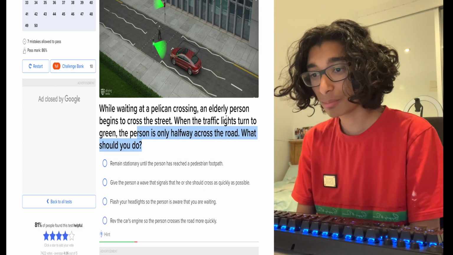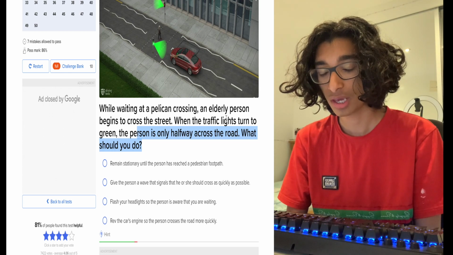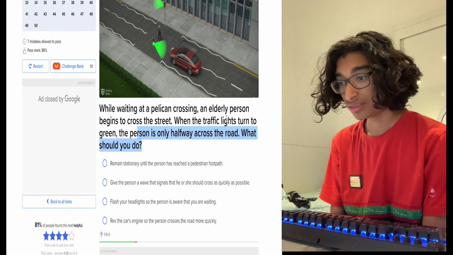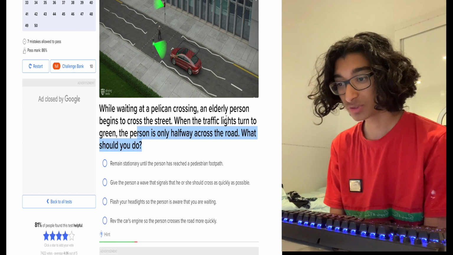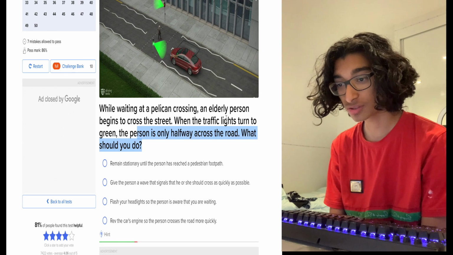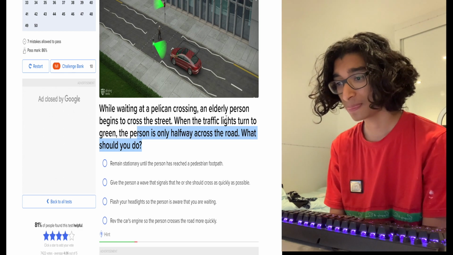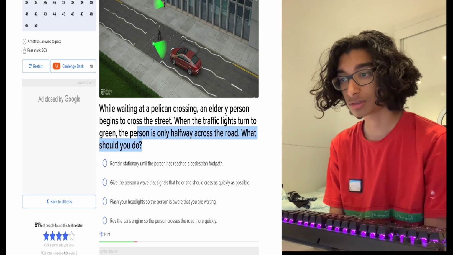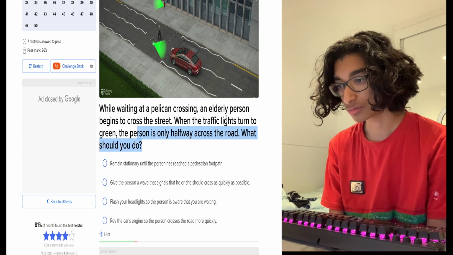Remain stationary until the person has reached a pedestrian footpath. I think that's the only answer that I would give. Give the person a wave that signals that he or she should cross as quickly as possible. No, I think that might come across as rude.